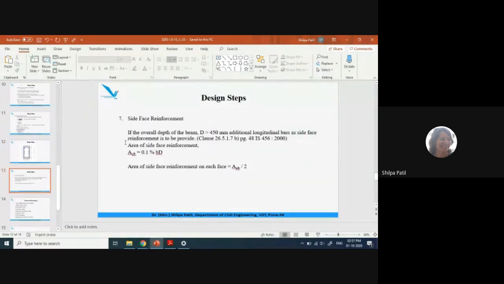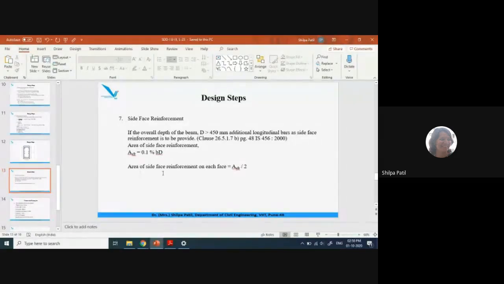This side face reinforcement is calculated further like this. If the overall depth of the beam D is greater than 450 mm, additional longitudinal bars as side face reinforcement are to be provided. Now, how is it calculated? Its area is calculated like this. ASFR, the area of the side face reinforcement, is equal to 0.1% of BD, where BD is the overall cross-sectional area of the beam.